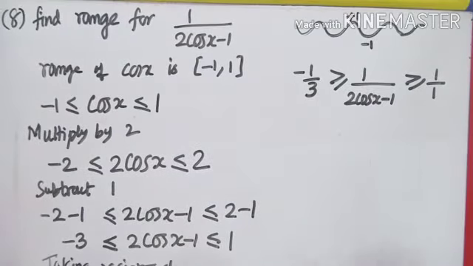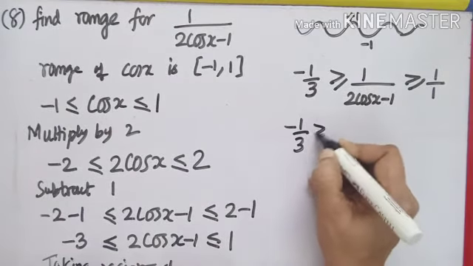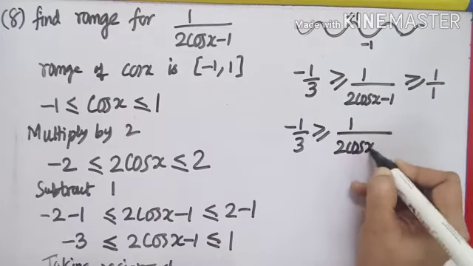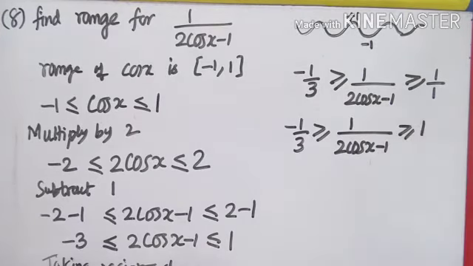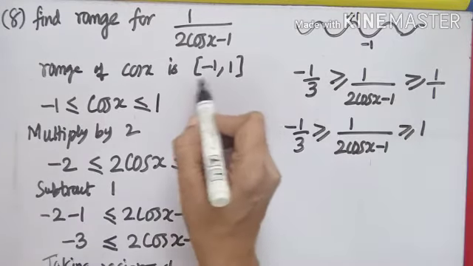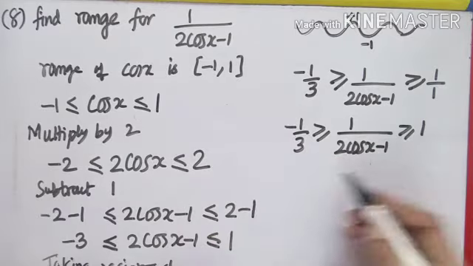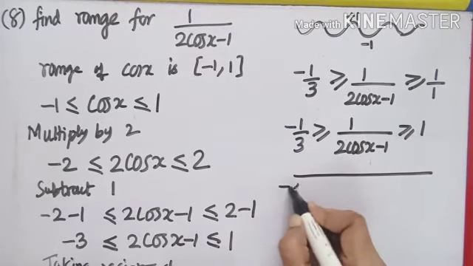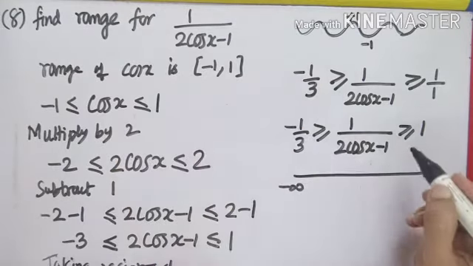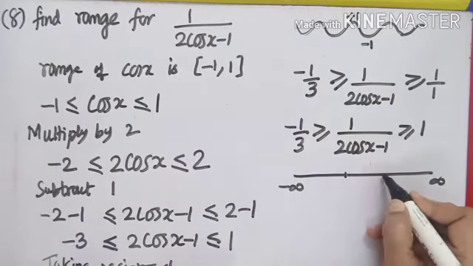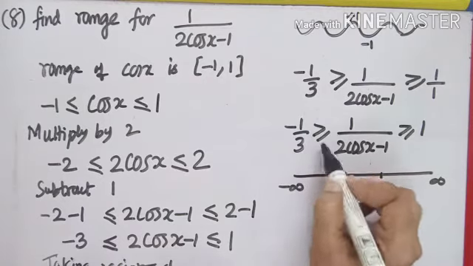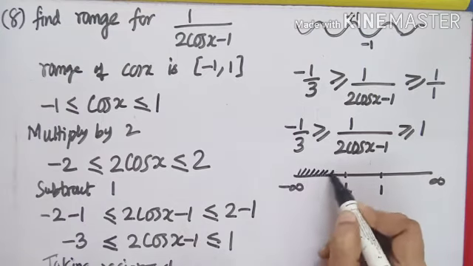So what is my answer? Minus 1 by 3 greater than or equal to 1 by 2 cos x minus 1 greater than or equal to 1. Whenever it is less than, I write the interval like this. Whenever it is greater than, I mark it outside. So less tells me inside, greater tells me outside. These are the two numbers, minus 1 by 3 and 1. This symbol tells me it is outside.